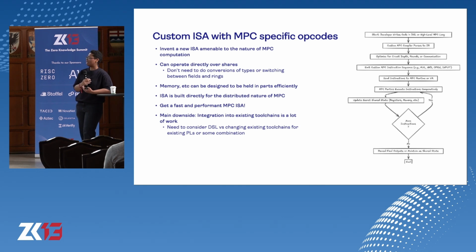Either a DSL, or adapting existing tooling, whatever it may be. And then the flow is more or less the same. You have some DSL or high-level language. It compiles down to some IR, but then you execute the instructions as you would expect any computer to execute. You just expect this to be faster because you don't necessarily have a secret shared program counter.